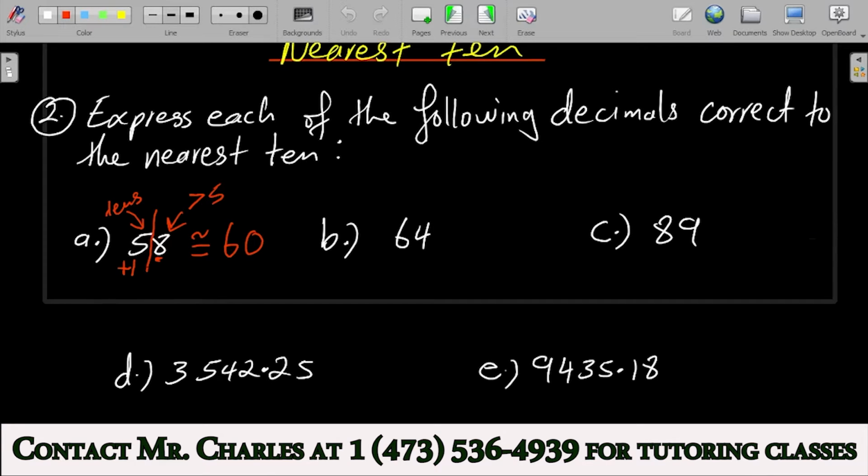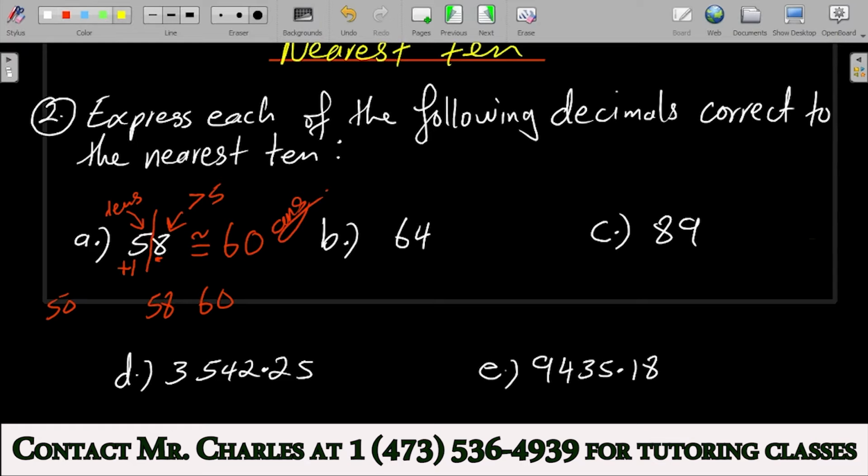Another way to look at it is that 58 is between two multiples of 10. It's between 50 and 60, and 58 is closer to 60 than to 50. So if you have to round it off to the nearest 10, or the nearest multiple of 10, the answer would be approximately equal to 60. Okay, so that's the answer there.